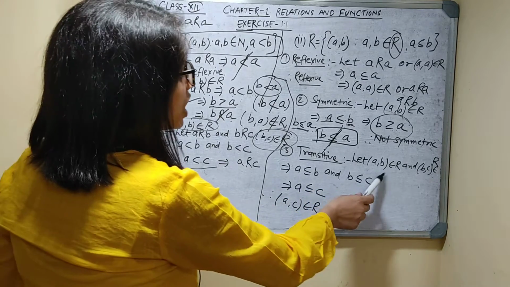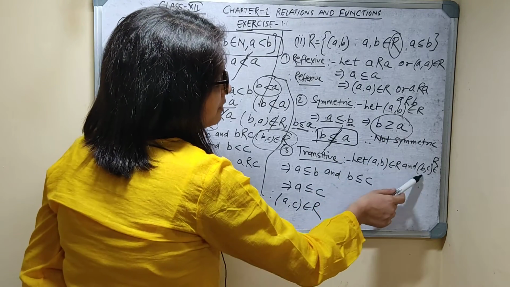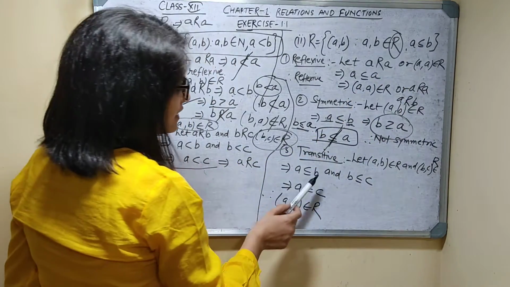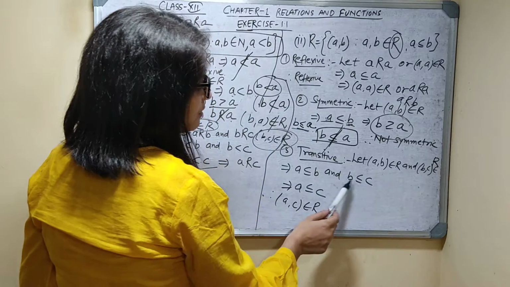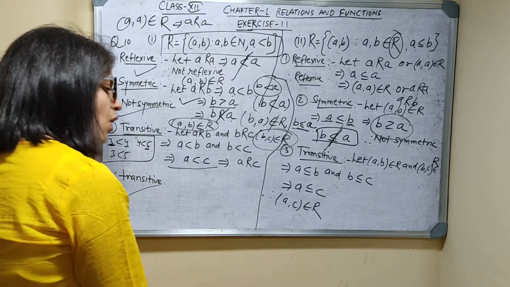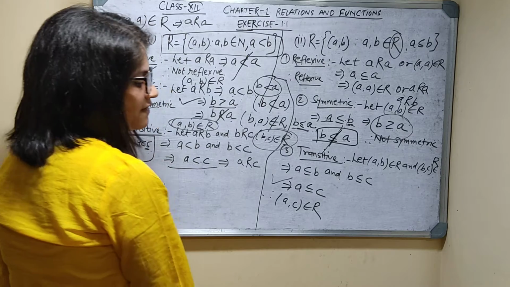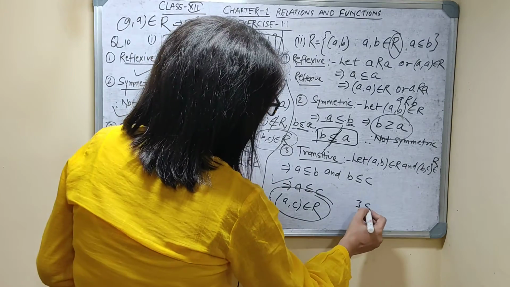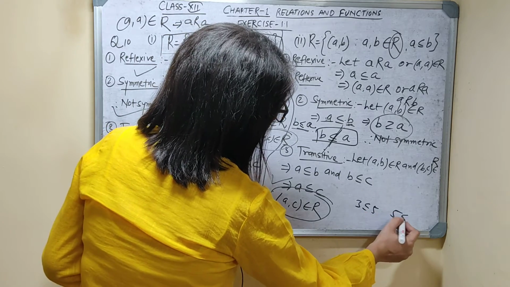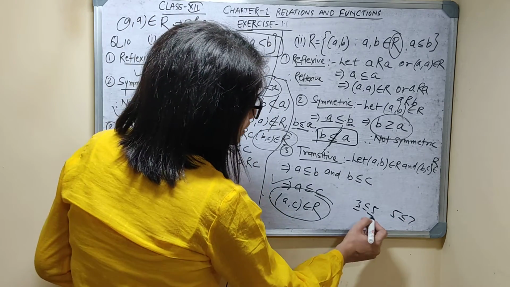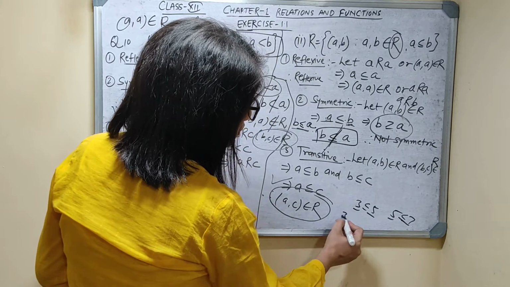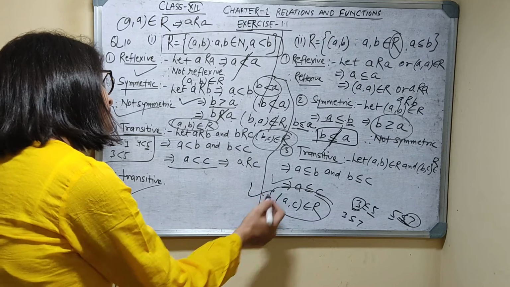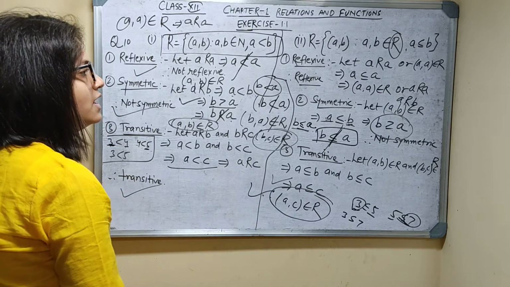Transitive. Let the ordered pair (a, b) belong to the relation, and (b, c) belong to the relation. So according to the relation, a is less than or equal to b, and b is less than or equal to c. So in each and every case you will get a is less than or equal to c. I can say (a, c) belongs to R. Like this: 3 is less than or equal to 5, 5 is less than or equal to 7, so 3 is less than or equal to 7. So (a, c) belongs to R. So this relation is transitive.